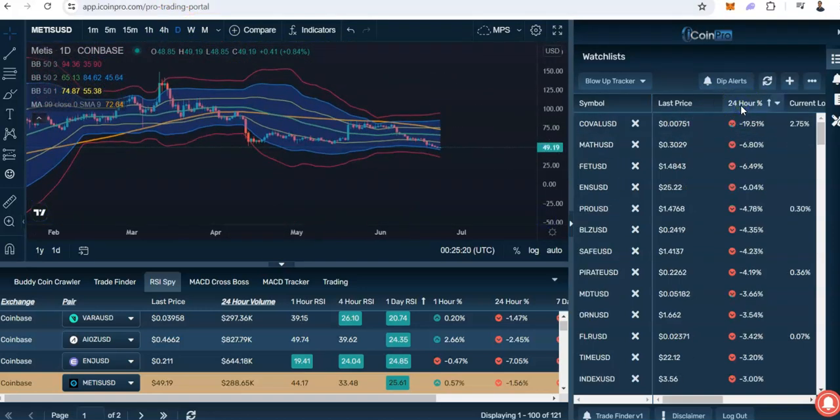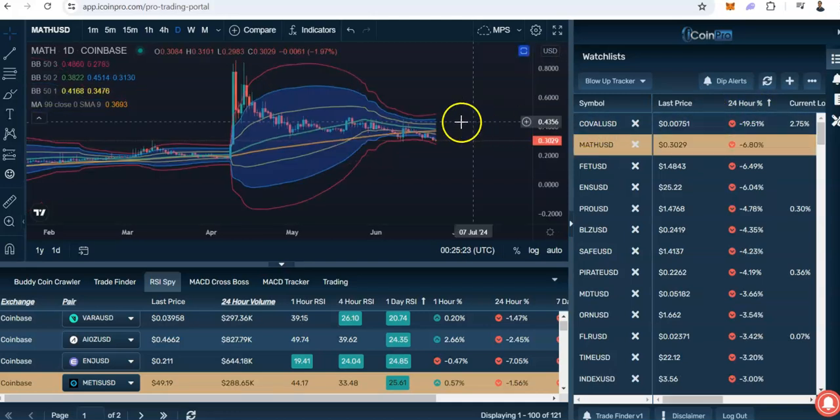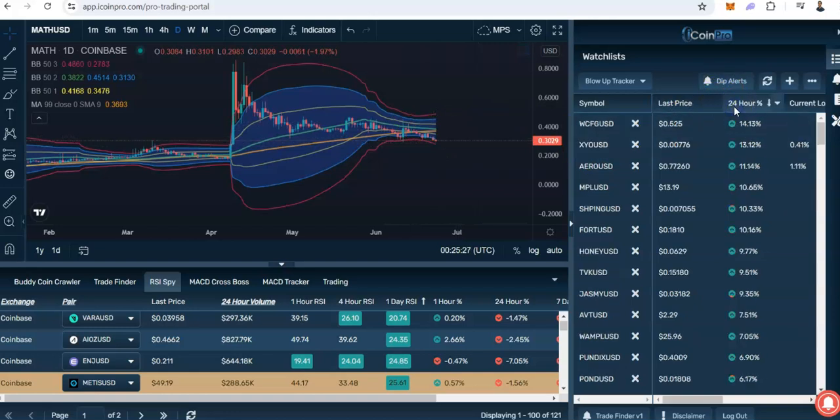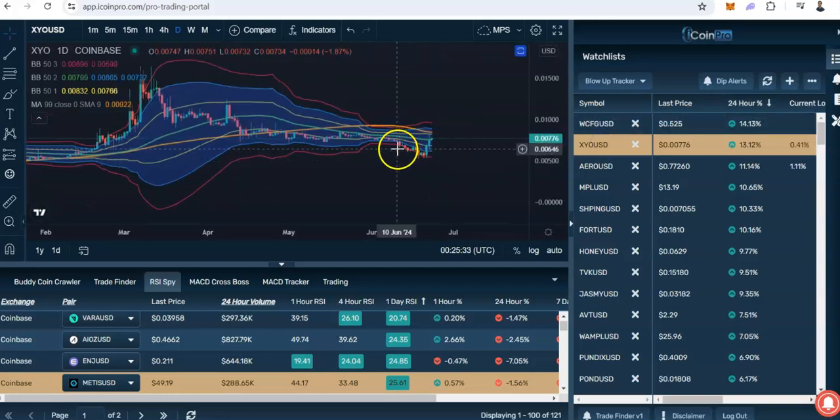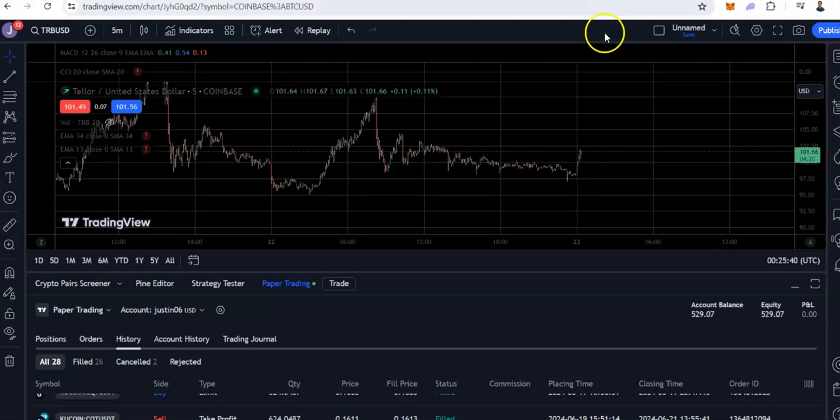I can click over here, click on the 24% change, click on one of these coins, see how much it's dipping. If we see a 3 dip, we can buy it. We can click on it again, see what's going up. So let's see how this is going up. So we can actually trade into this uprise. And so we could do a XYO trade. We could do a TRB trade.